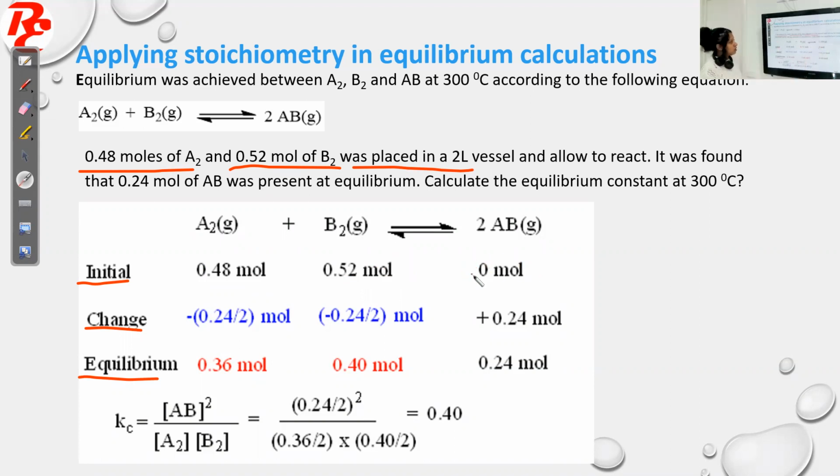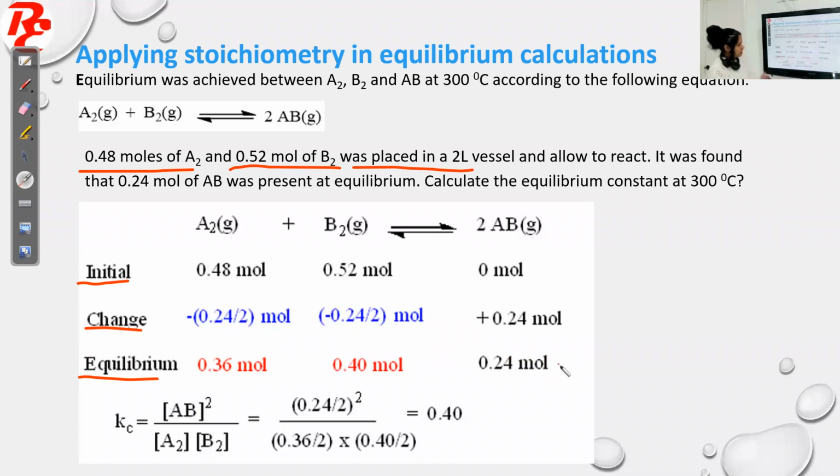Now it says it was found that 0.24 moles of AB was present at equilibrium. Now, the AB amount is given at equilibrium. For AB, 0.24, that is at equilibrium. Therefore, for AB, you write 0.24. That's the amount at equilibrium. So for the equilibrium row, you should write 0.24. That's the amount of AB at equilibrium. Now you need to complete the rest of the table.